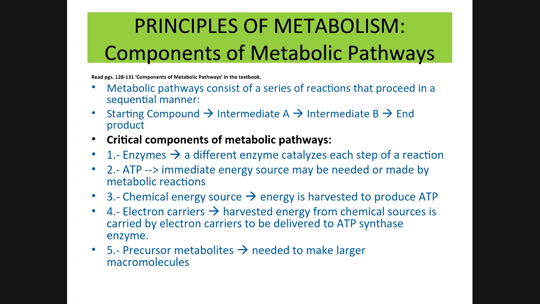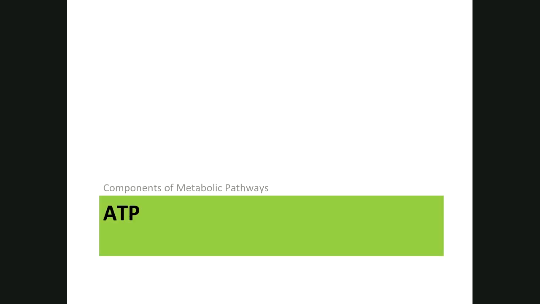And this just goes through a list of the things that metabolic pathways need: enzymes, ATP, chemical energy, electron carriers, etc. So we're going to go through all these components of metabolic pathways. And we have already mentioned energy, ATP. So ATP, we call it the energy currency of cells.